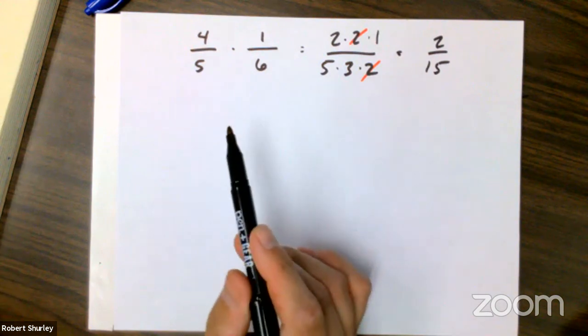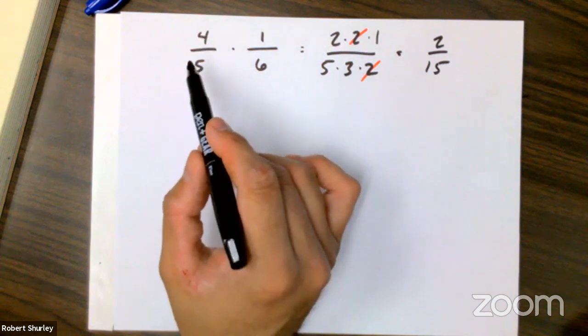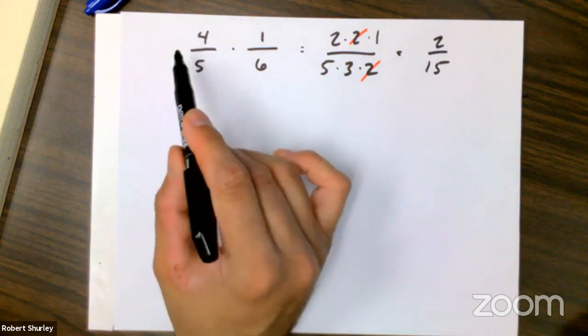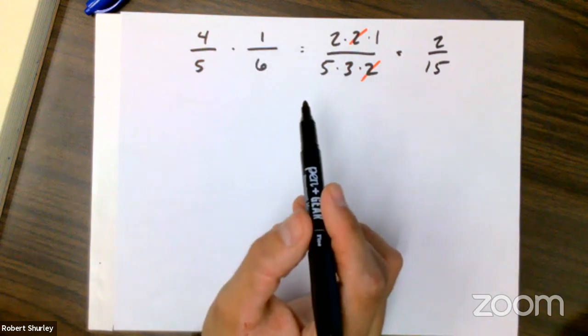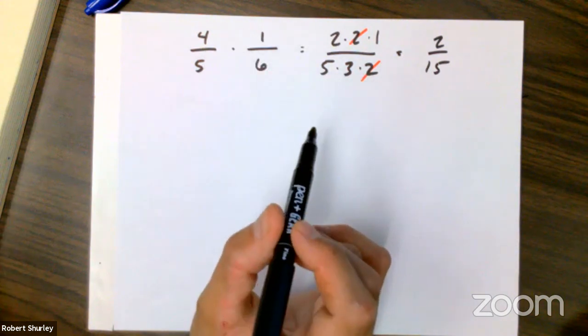So that's all we're going to do. I'm going to factor each component completely and then just multiply it across. It's really kind of straightforward.